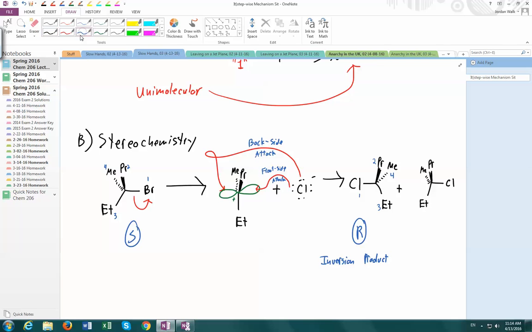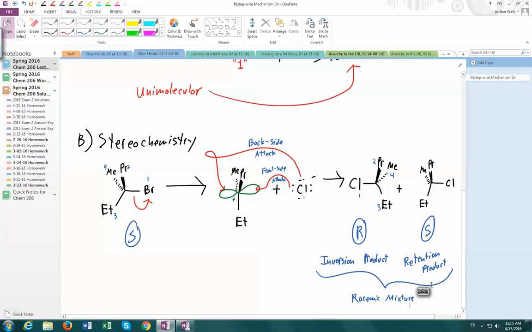And so if we've got an inversion product that is R, what must this stereocenter be? S, right? And you should be able to clearly see that those are mirror images of each other. So we've got S. And so furthermore, we no longer have our inversion product. We're going to refer to this as our retention product. And so taken together, we're going to end up with a racemic mixture.